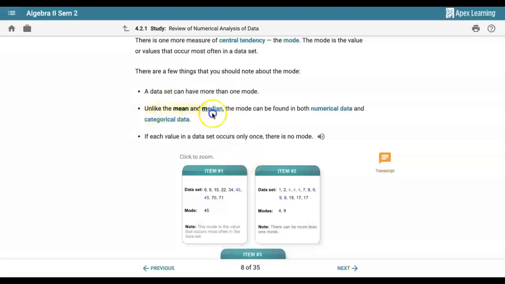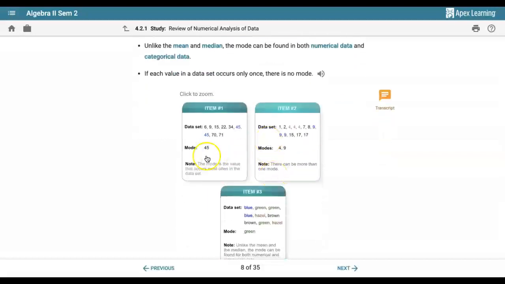And then this is one that's really, really important here. Okay. Since it doesn't deal with actual values, right? It doesn't depend on the values here. Okay. It can be found using both numerical and categorical data. Right? Numerical and categorical data. All right. So looking at our data sets here.